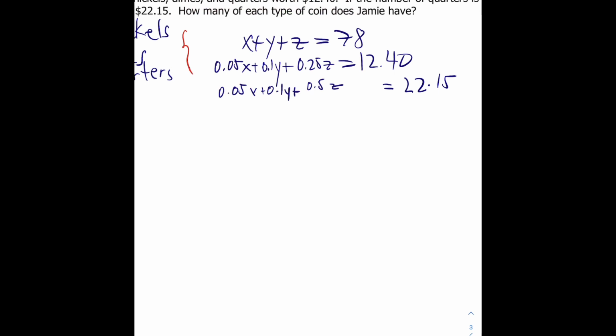Okay, I get x plus y plus z equals 78. And then let me multiply both sides of this equation by -4. That'll give me negative 0.2x minus 0.4y, right? Minus z equals, what's 1240 times -4?